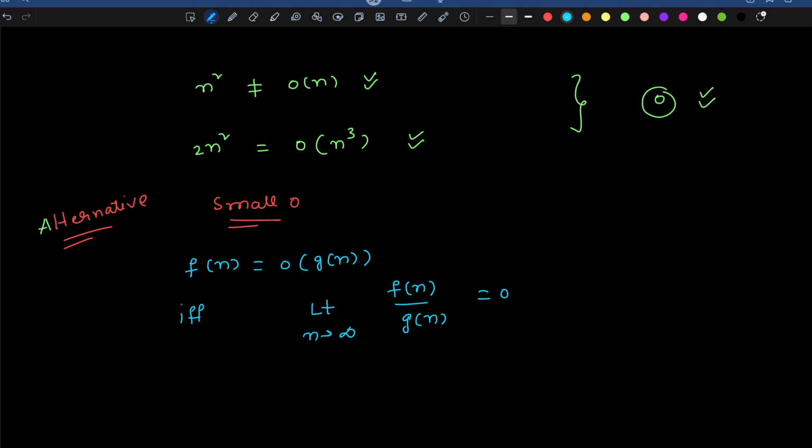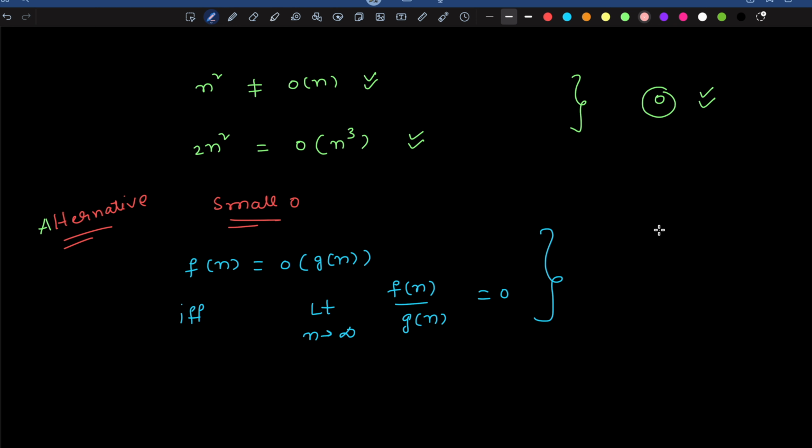This definition comes from calculus. You might have studied calculus in your 11th grade or 12th grade, right? And this definition is much easier than what we have seen right now. Let me give you an example to understand this definition.